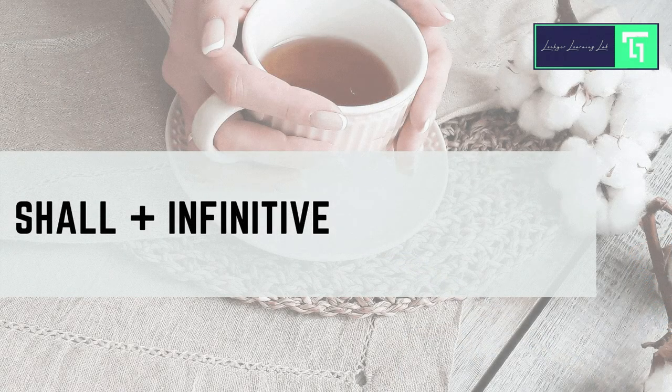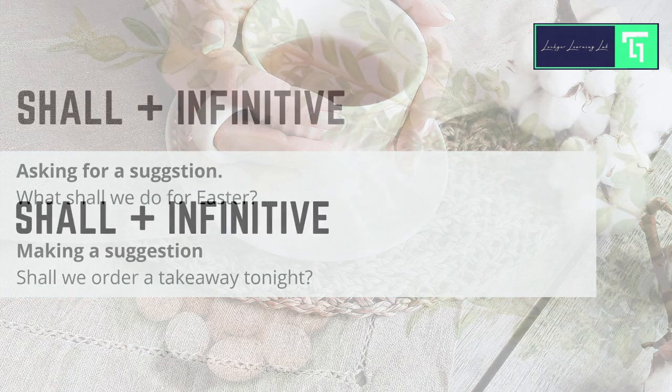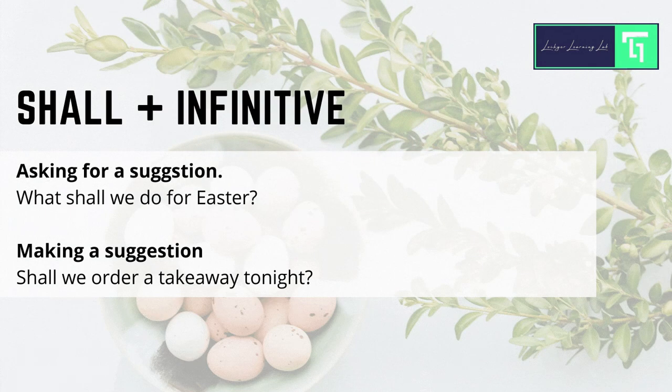Now, shall we can use with I or we. We can't use it with other people, okay, and we can use it to ask for a suggestion. So, for example, what should we do for Easter? All right. Maybe, you know, you want to do something with your friend. What should we do for Easter? Oh, let's go to the mountains, for example. So for asking for a suggestion or for making a suggestion. Shall we order a takeaway tonight? You know, maybe you're feeling tired and you don't want to cook. Shall we order a takeaway? So it's very typical with I and we, but not with other people.